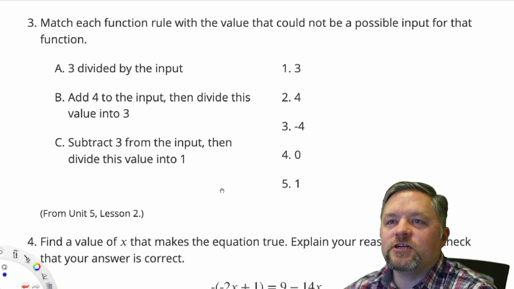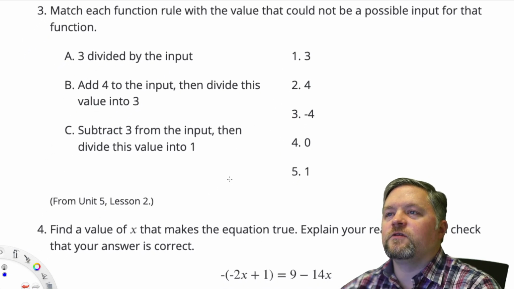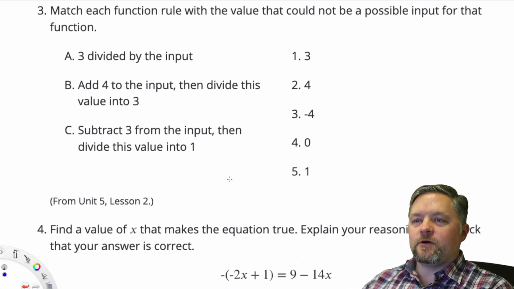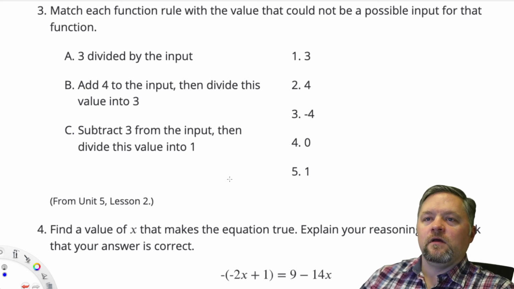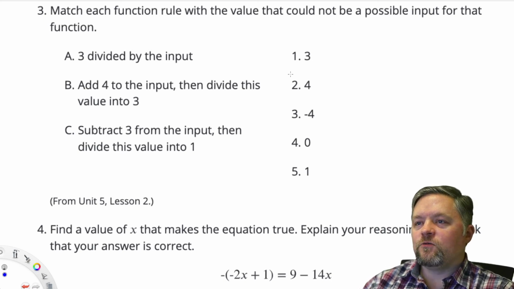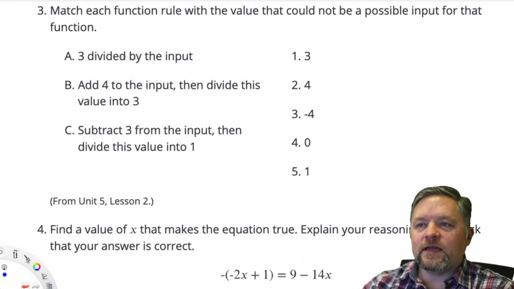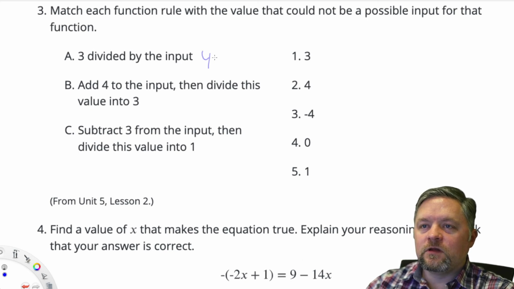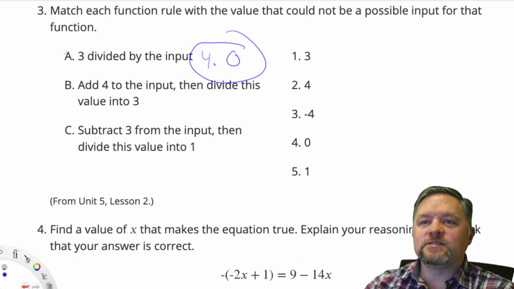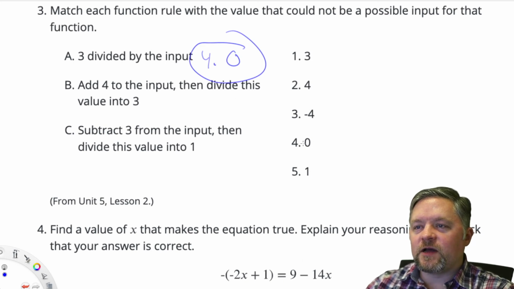Okay, match each function rule with the value that could not be a possible input. So which one of these values could not be possible? 3 divided by the input. Well, you can't divide by 0. So that one's 4, which is 0. You can't divide by 0, so you can't have 3 divided by 0.